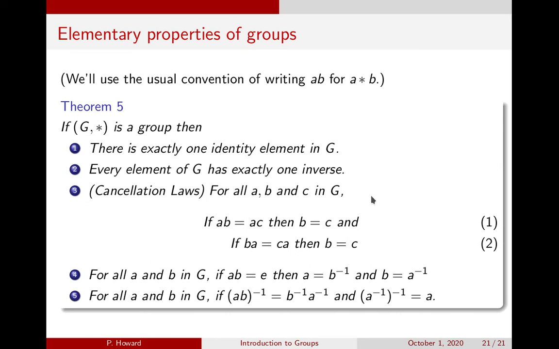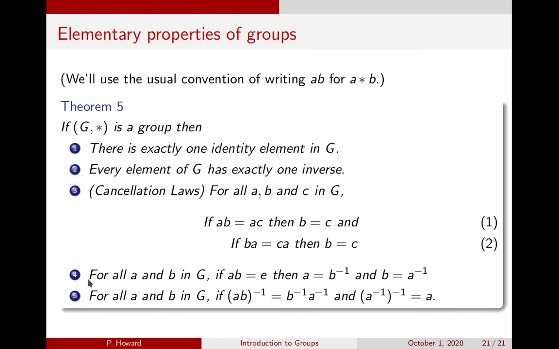Number 3 is the cancellation laws. If A times B equals A times C, then you can cancel the A. And similarly, if B times A equals C times A, you can cancel the A and get B equals C. One thing to note here is that I'm using the convention of writing AB as an abbreviation for A star B. This is something our book does pretty consistently, so it's probably a good idea to get used to it.